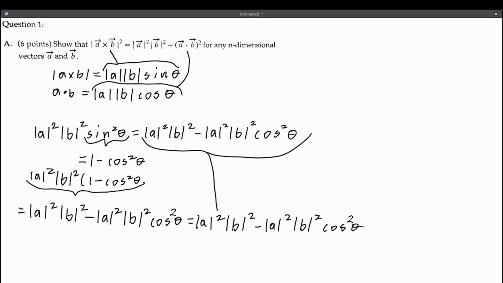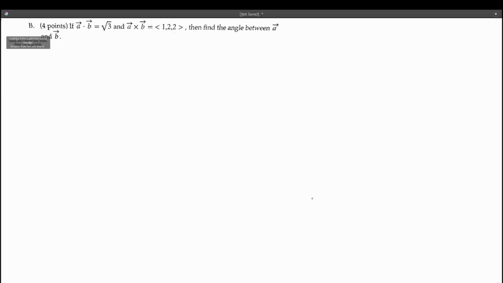However, there's also a b part to this question, so let's go ahead and hop to that one right now. The b part to this question is, if the dot product of a and b is equal to the square root of 3, and the cross product of a and b is the vector 1, 2, 2, then we need to find the angle between a and b.